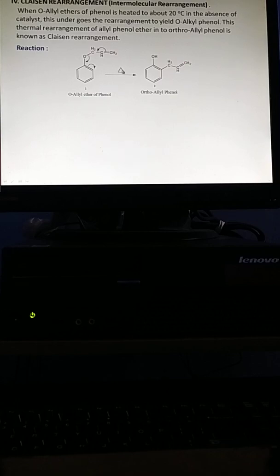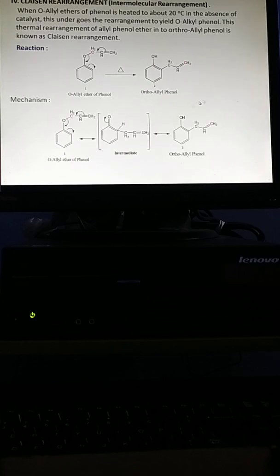So when this is heated, here we are not using any catalyst. There is a rearrangement of this O-allyl ether that takes place. Here the formation of compound 2, that is the ortho-allyl phenol. In the starting material, the carbon 1 which is attached to the oxygen becomes the terminal carbon of this product here. Okay.